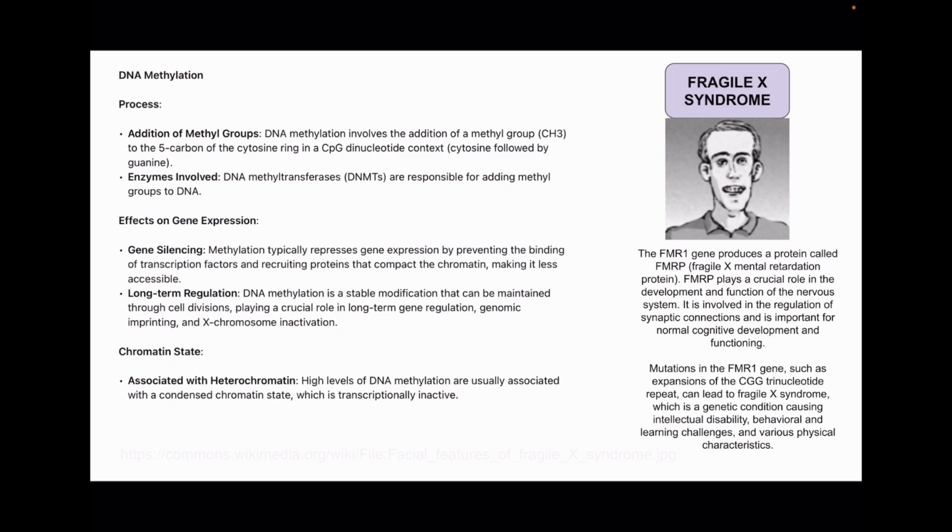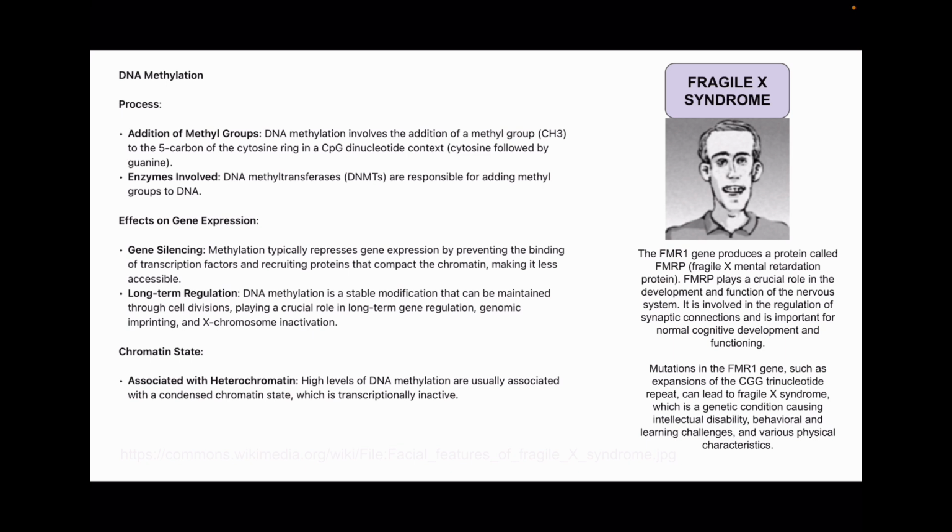Now let's look into DNA methylation. DNA methylation involves the addition of a methyl group to the 5 carbon of the cytosine ring in a CpG dinucleotide context. Cytosine followed by guanine. The enzymes involved are DNA methyltransferases. They're responsible for adding methyl groups to DNA. The effect on gene transcription is gene silencing. Methylation typically represses gene expression by preventing the binding of transcription factors and recruiting proteins that compact the chromatin, making it less accessible.